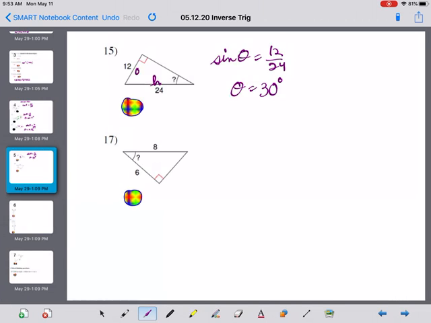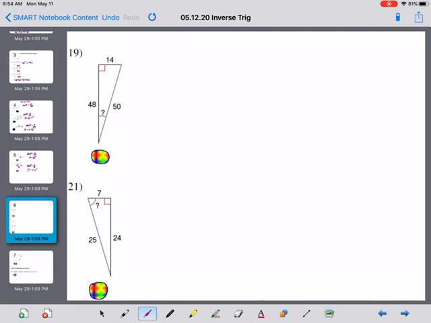And then 17, it's always with respect to the angle, okay? With respect to the angle. So 6 is adjacent leg, 8 is hypotenuse. Oh, that's cosine. So cosine of theta equals adjacent 6 over hypotenuse 8, or 3/4. So inverse cosine 6/8, 41.41 degrees. Okay, pause the video. Give these two a try.